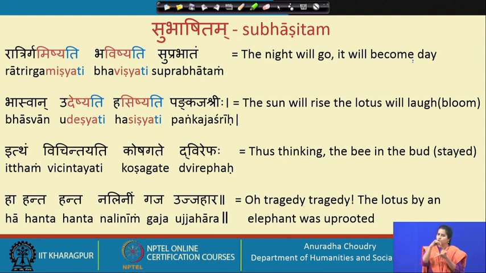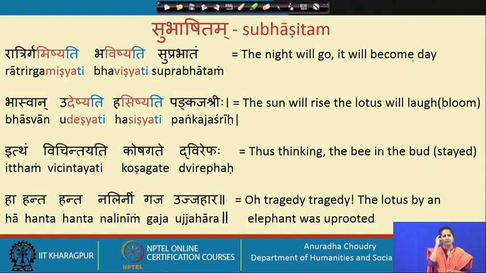And then dvirephaha chintayati. The dvirephaha, or the bee, is thinking. What is it thinking? That's the following Subhashita that we have today. So it is thinking, Ratrir gamishyati, the night will go. Bhavishyati suprabhatam, the day will come. Bhaswan udeshyati, the sun will rise. Hasishyati pankajashri, the lotus, pankaja, will laugh again. It's a poetic way of saying it will bloom once more.